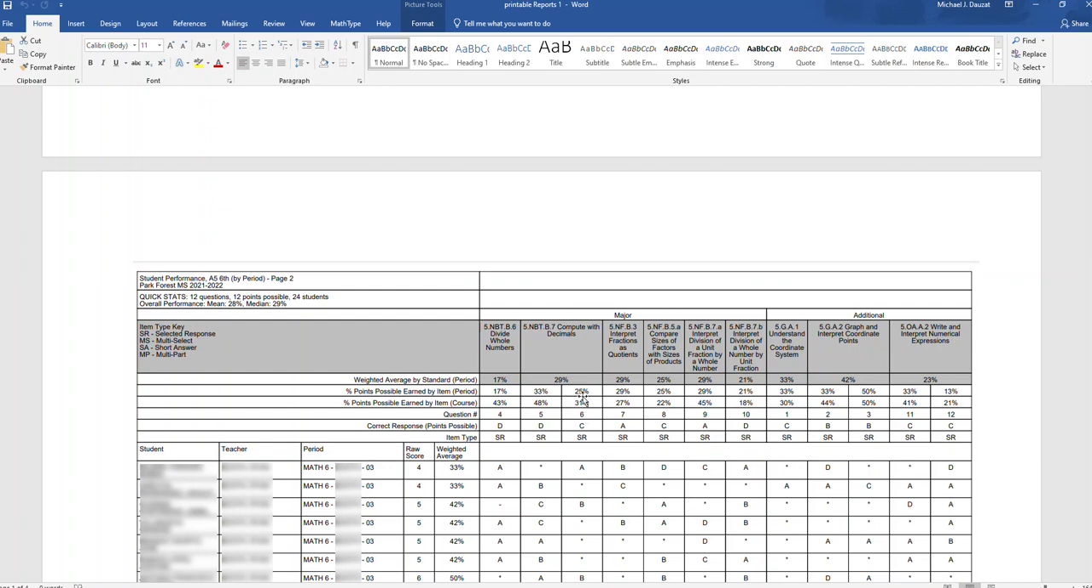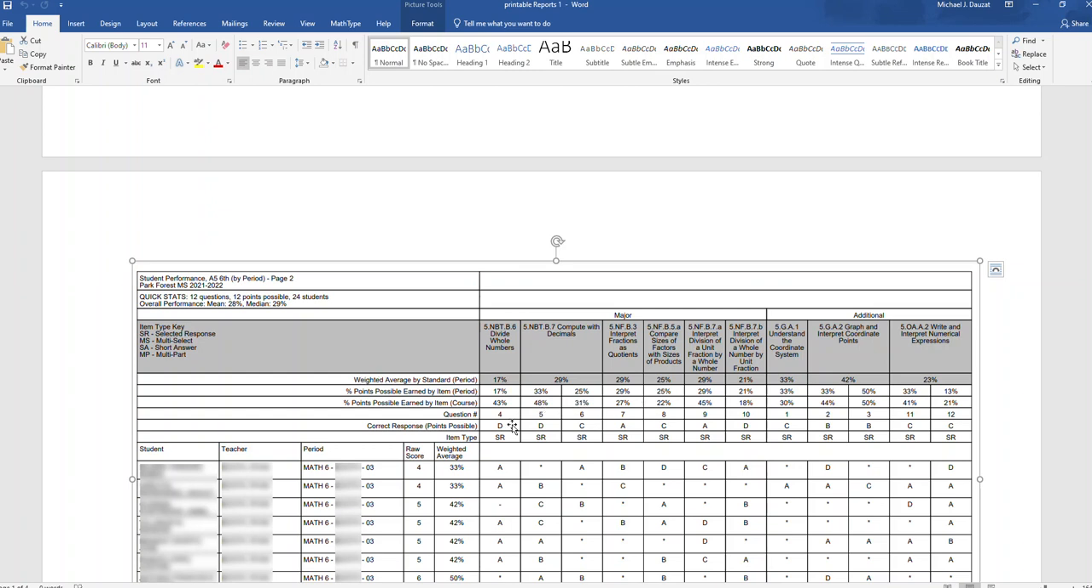Okay? So make sure you understand what these percentages mean. Where it says percent points possible earned by item, the period. So in this period, period 3, 17% of the students got this item correct. 33% of the students got item 5 correct. 25% of the students got item 6 correct. 29% of the students got item 7 correct. For the course, 43% of the students in the course in grade 6 math got this item correct. For item 5, 48% of the students in this course, grade 6 math, got this item correct, and so on.